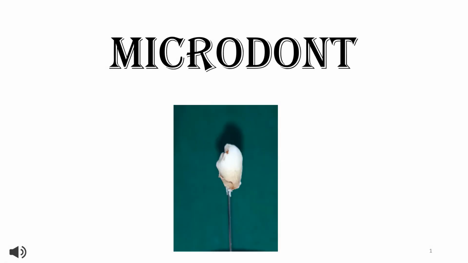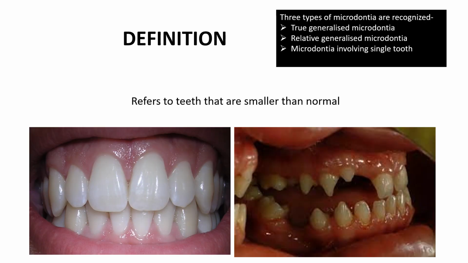This is microdont. What do we understand by the term microdont? Microdont refers to teeth that are smaller in size. And in this picture we can clearly see on the left hand side a normal tooth. On the right hand side, clinically, we can figure out a smaller tooth.